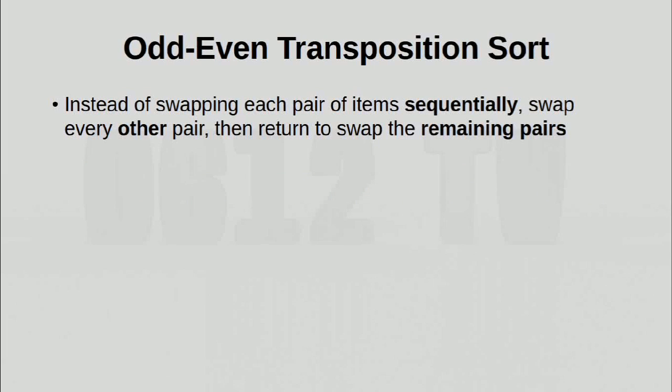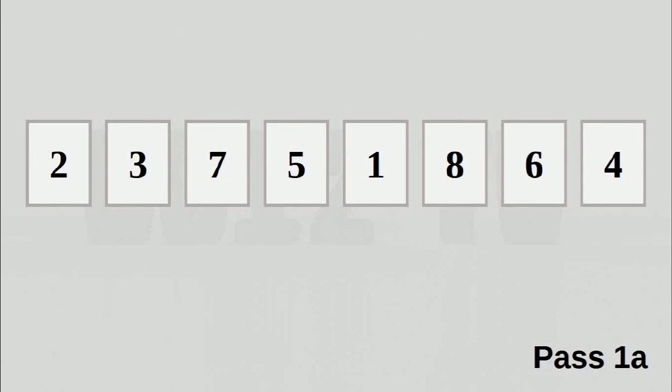Okay, let's take a look at the magic of the odd-even transposition sort. The idea is, instead of swapping all the pairs sequentially, we first sort the even pairs, then we swap the odd pairs. Let's take a look at how this works. Now, let's increase the number of items a bit. Over here, we have 8 items, and the idea is this.